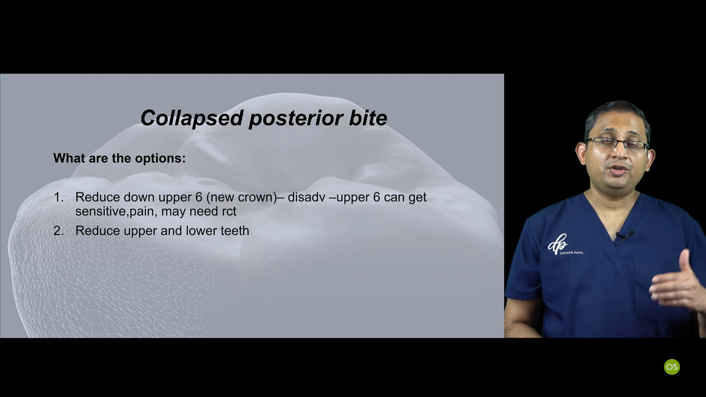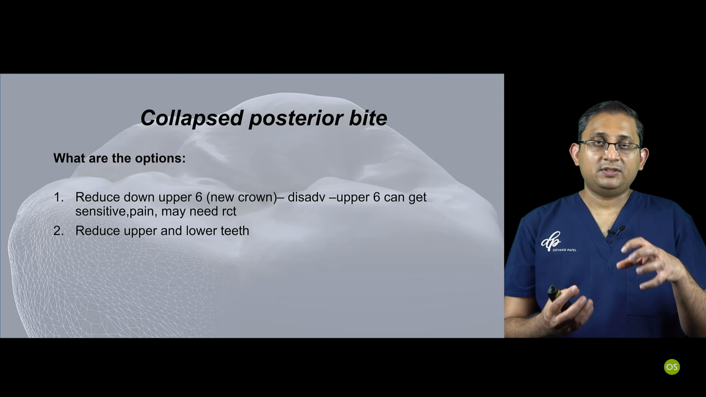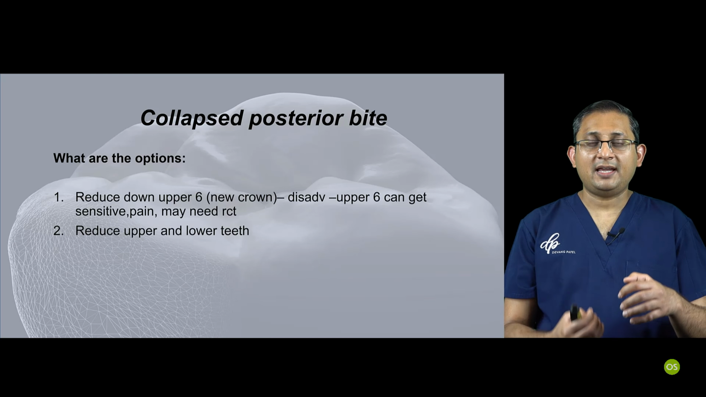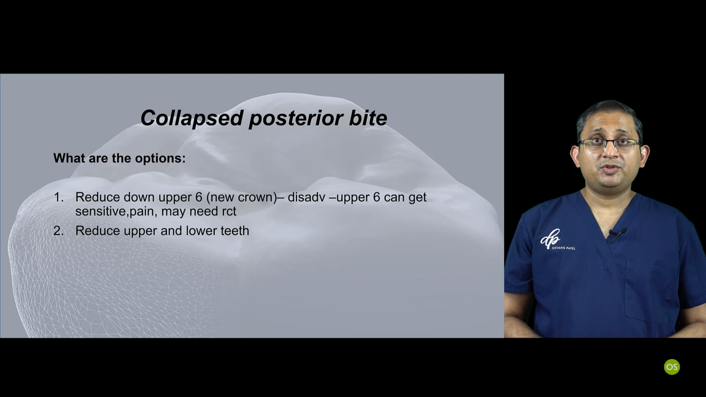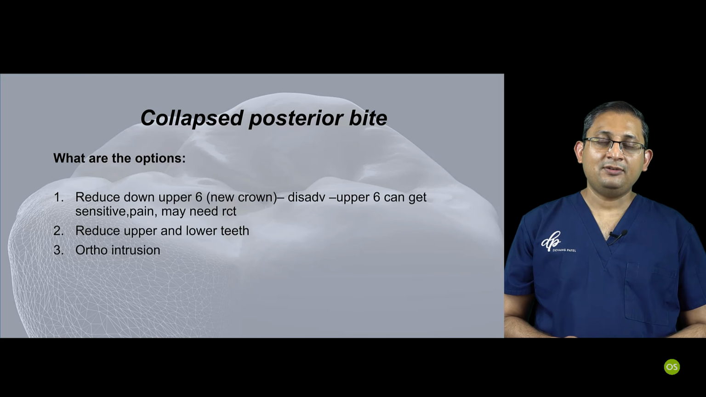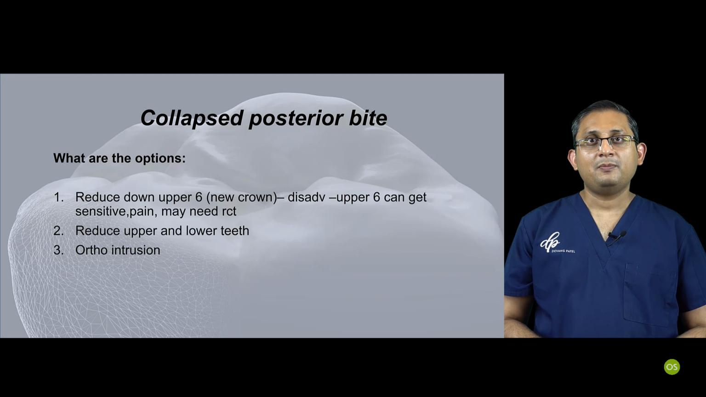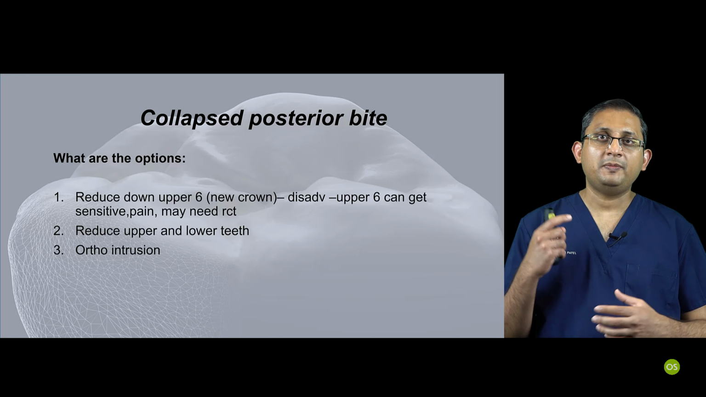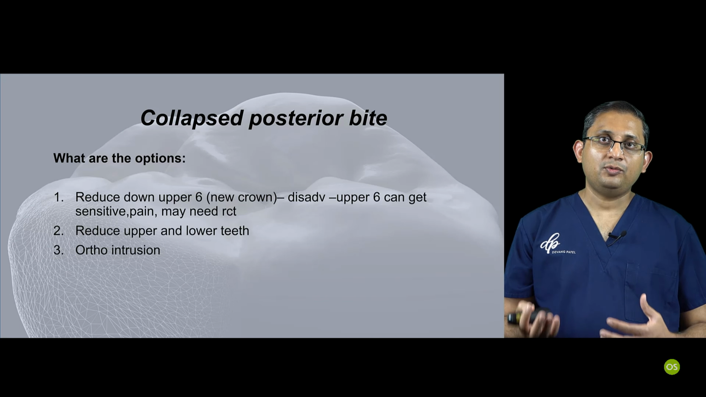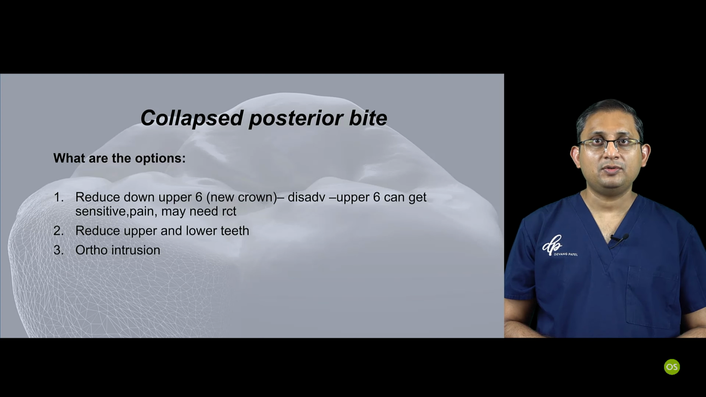The other option is to reduce the upper and lower teeth. If it's a virgin tooth, it's not a crown. If it's a normal tooth, you reduce a little bit of the upper tooth and lower tooth and try and fit the bite. The other option, which is less invasive, is orthodontic intrusion of the upper tooth. But it is very difficult to do intrusion on its own without having some effect on the lower arch, and that's why you probably need anchors to be able to intrude the tooth, and you probably need an orthodontist to be able to do that.